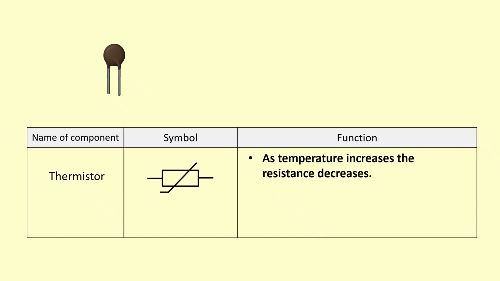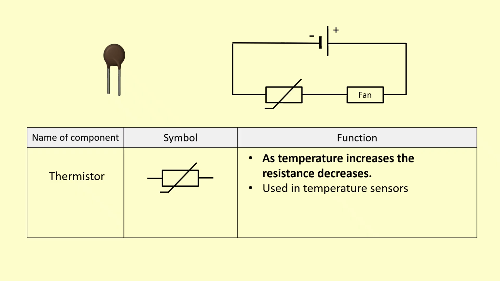So it's used in temperature sensors. That's where it's very useful. So let me give you an example. Over here, we've got a thermistor connected with a fan. And let's say it gets really hot in this room and the temperature increases. The resistance of the thermistor is going to decrease.